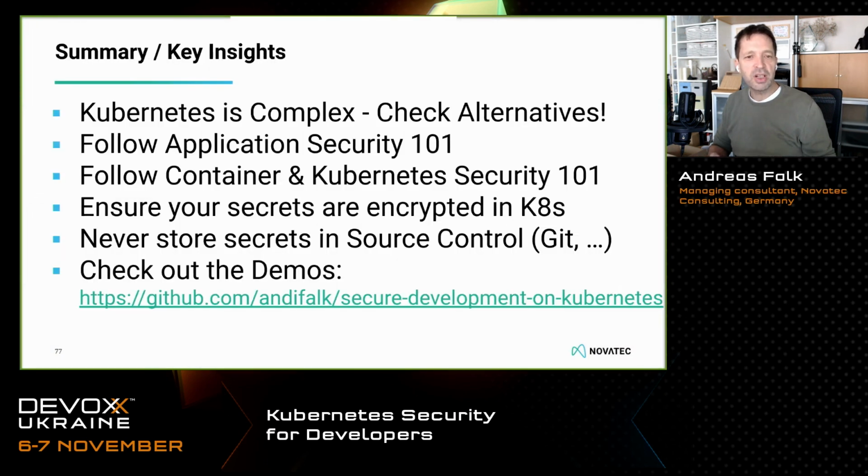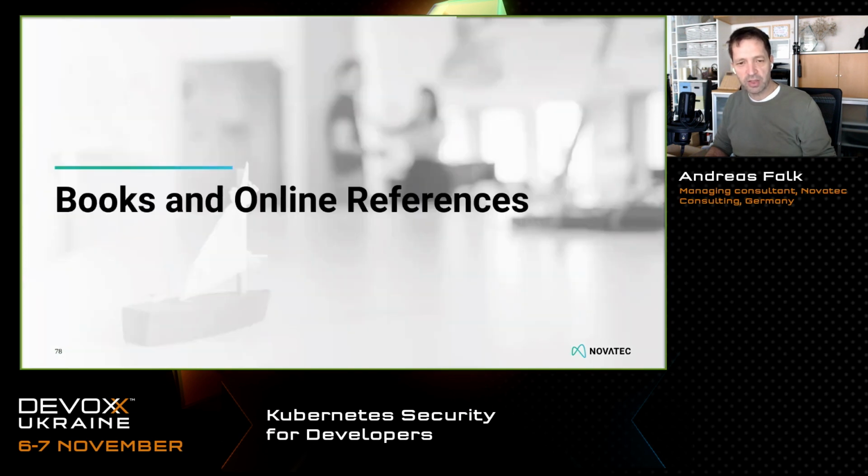So this is the summary. Kubernetes is complex, check alternatives, follow application security 101, follow container and Kubernetes security 101, ensure your secrets are encrypted, never store secrets in source control, and check out all the demos we did not have the time for today.